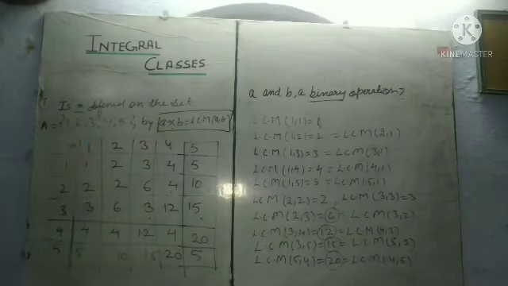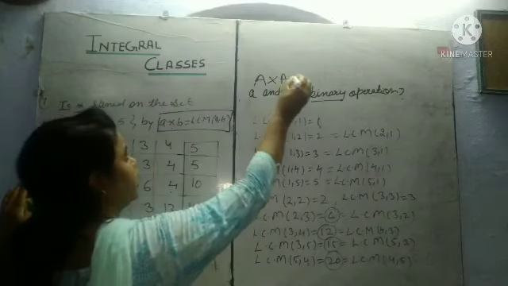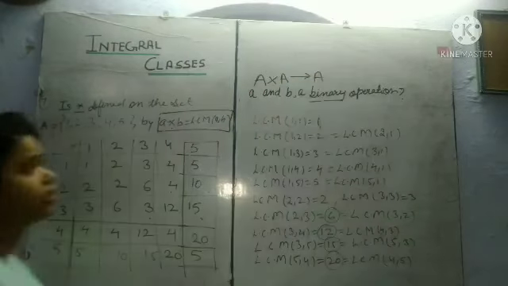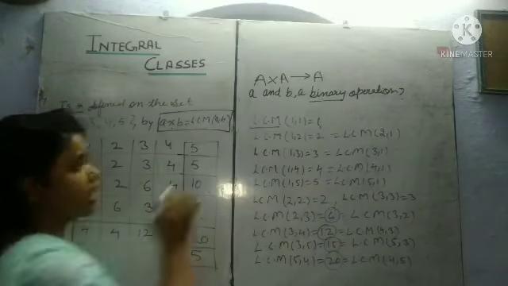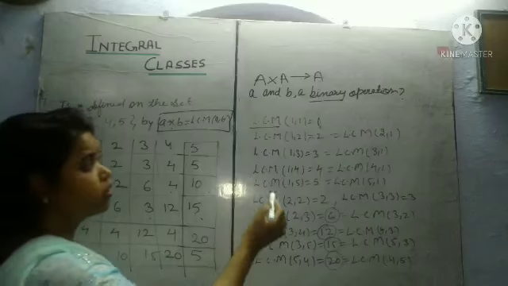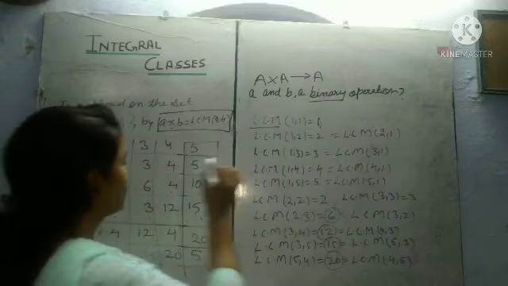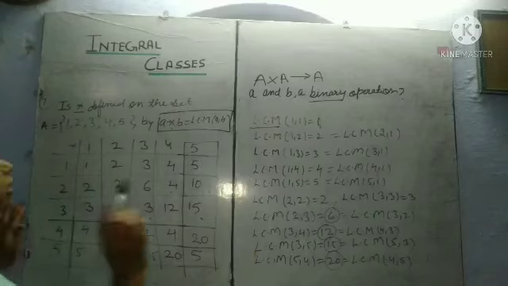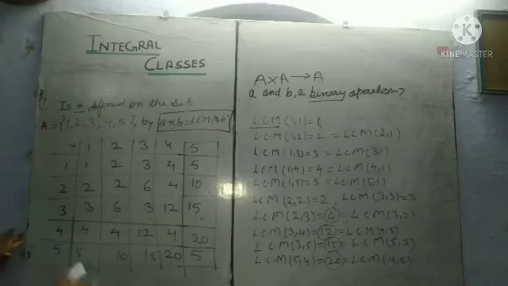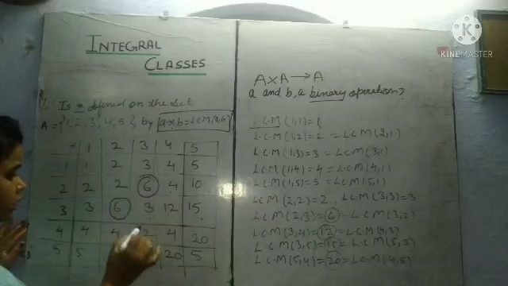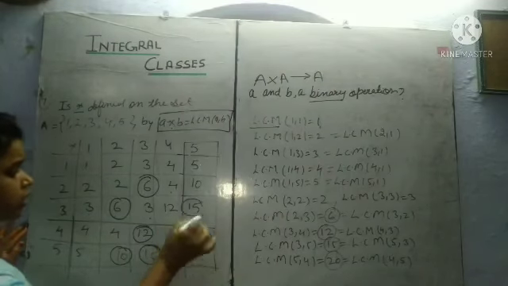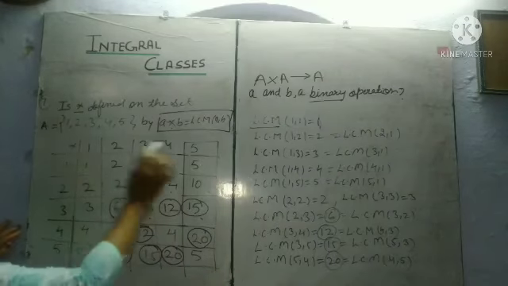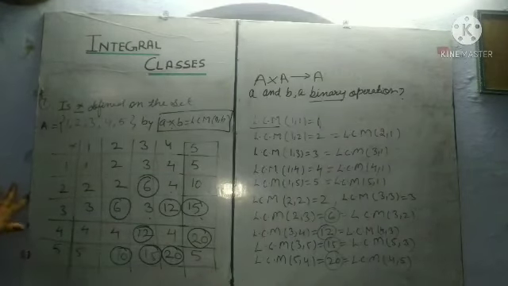So student, as we know, what is the meaning of a binary operation? If we apply it on A cross A, then the resultant must also be in A. It means if we apply this binary operation, LCM, on two elements, the resultant must also belong to set A. But here, student, as we observe, these numbers 6, 12, 10, 15, 20 do not belong to this set A. So it is not a binary operation.